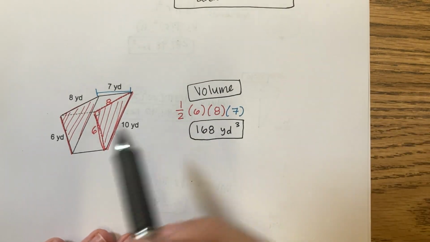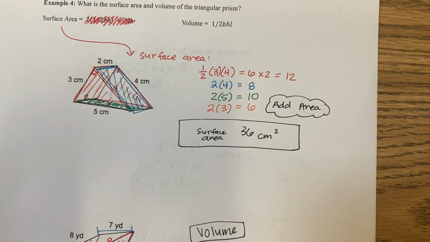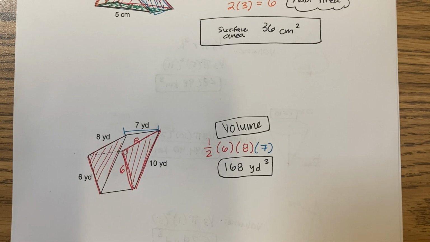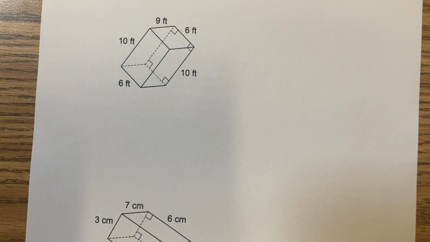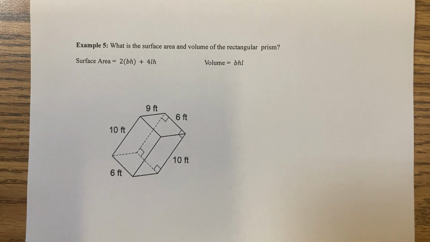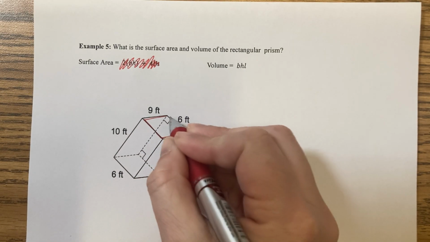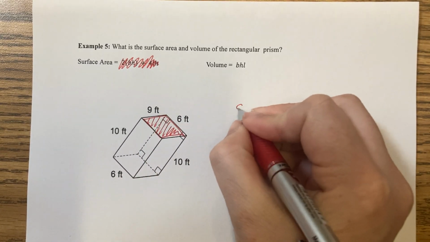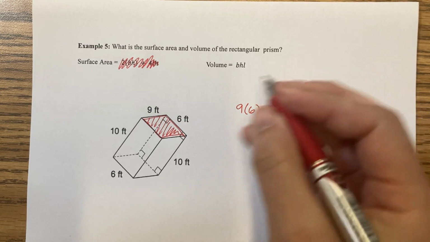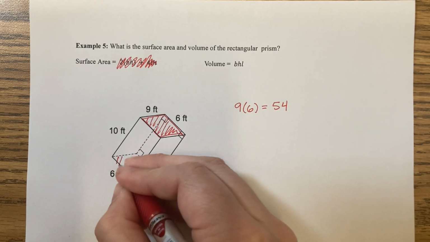So we have volume for a triangular prism, which is easier, and the surface area. What if we have a rectangular prism? Same thing. I'm not going to use this formula. It doesn't work. So if I find the area of this, it's 9 times 6. There's no triangles, so I just do 9 times 6. And that would be 54. Now, there are 2 of those.